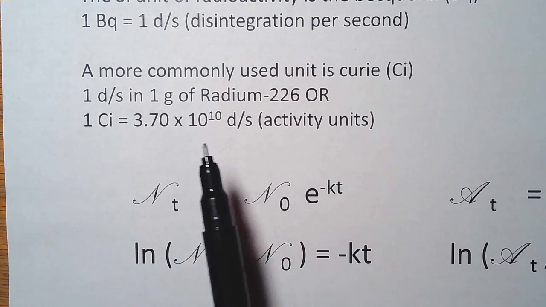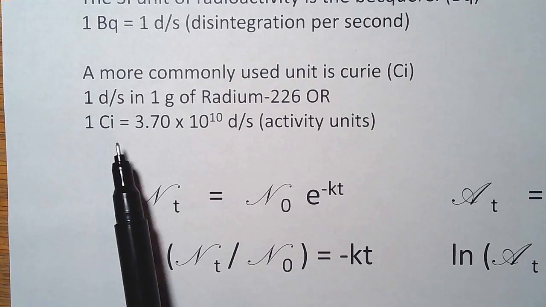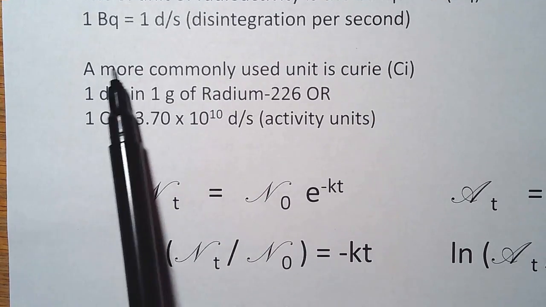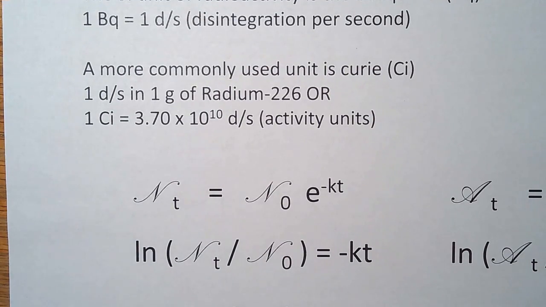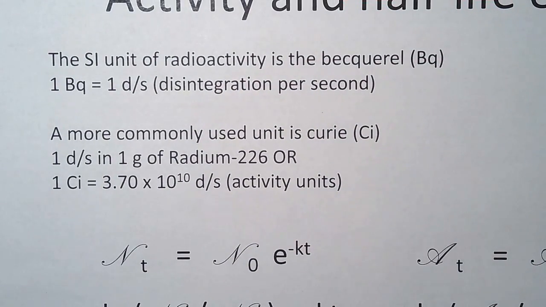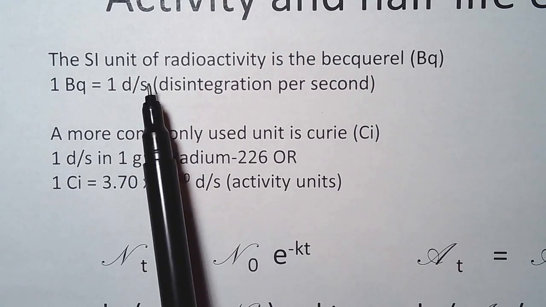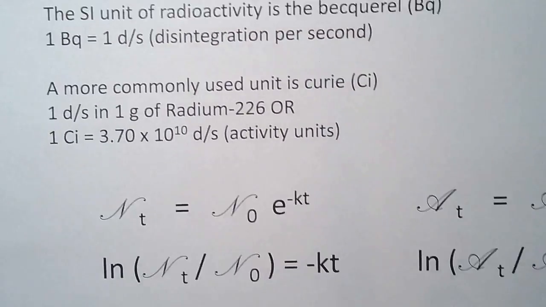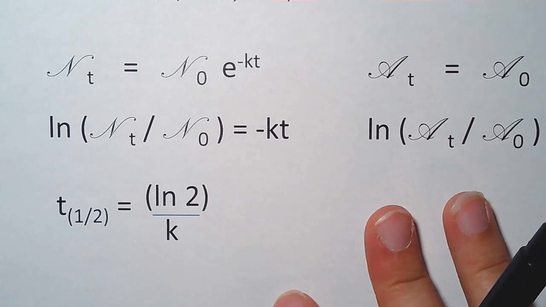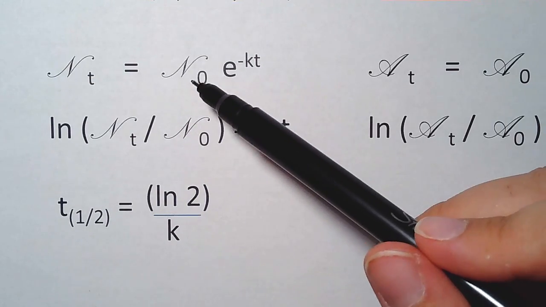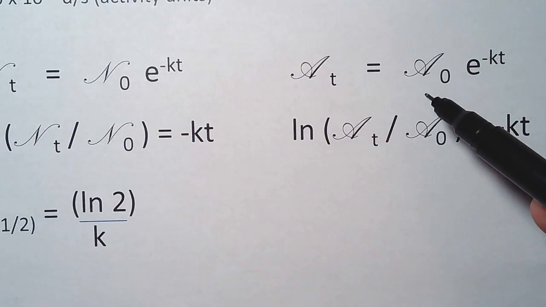So 1 Curie is 3.7 times 10 to the 10 disintegrations per second, because that's how many we have in 1 gram of the radium-226. The point here is don't let the units confuse you. The units are just measuring activity. Disintegrations per second is just a unit. Curies and becquerels are just units. So we still want to use our integrated rate laws from first order kinetics, and this is just shown in different ways, either with the number of nuclides or the activity. Half-life equation is still the same.